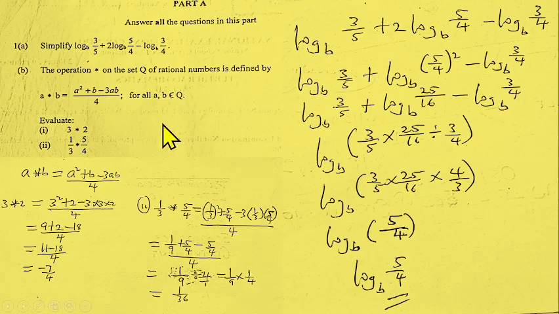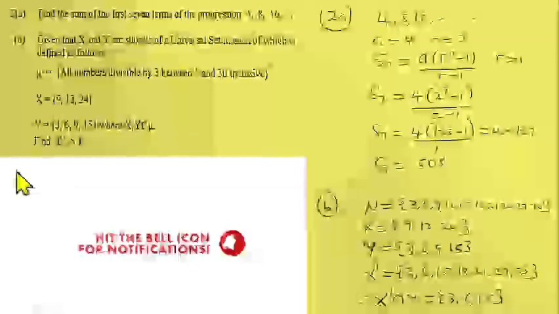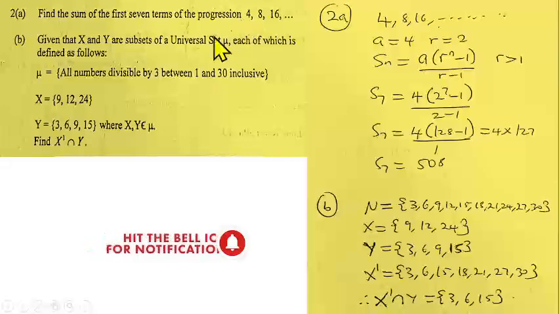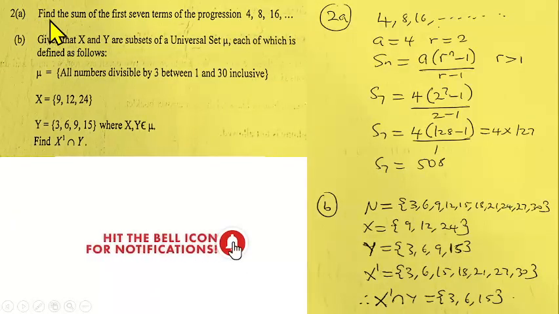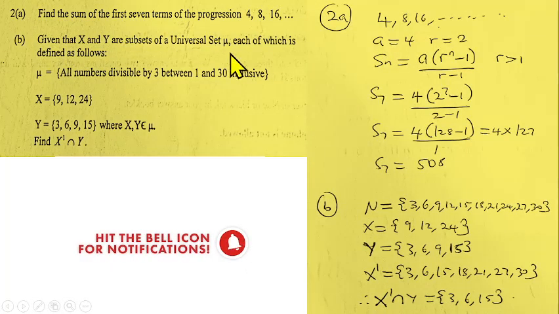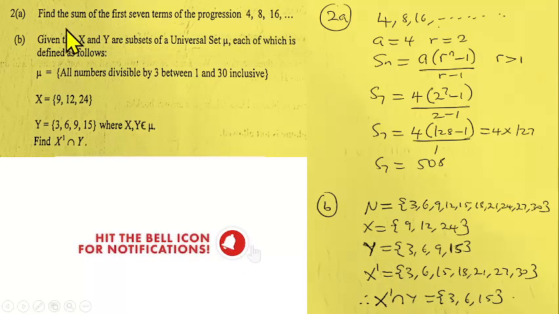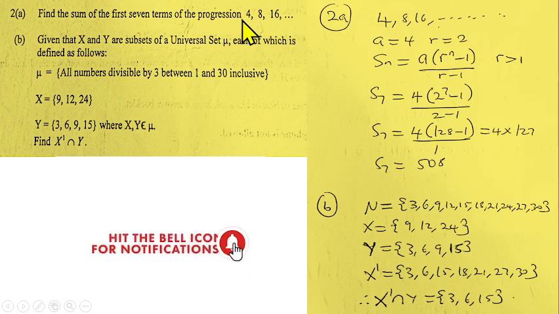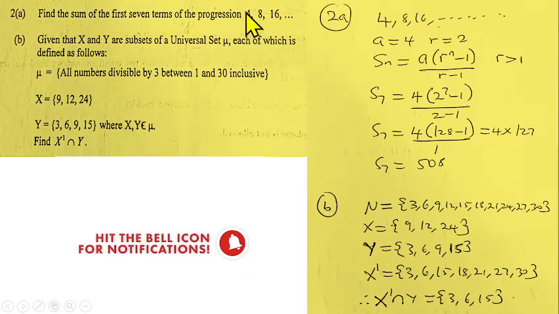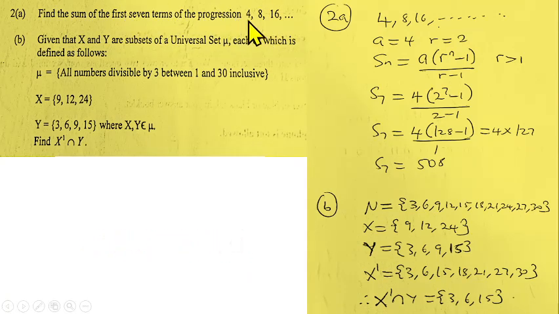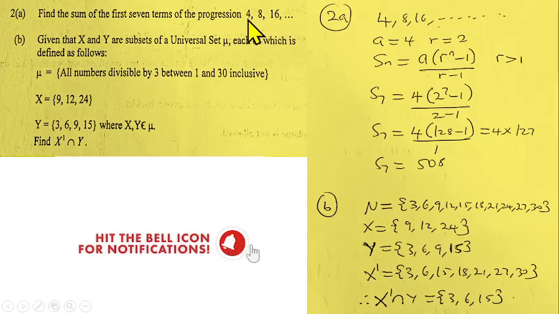Let's go to the next question. The next question is what you are seeing on the screen right now. And the first one is saying, find the sum of the first 7 terms of the progression 4, 8, 16. So this question is from sequence and series. But we don't know which one it belongs to, whether AP or GP. We don't know yet until we check this sequence given to us.